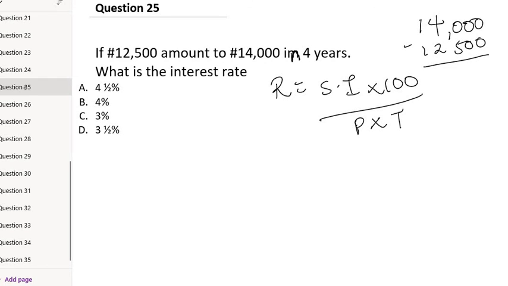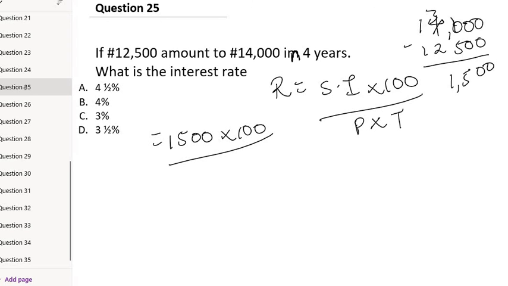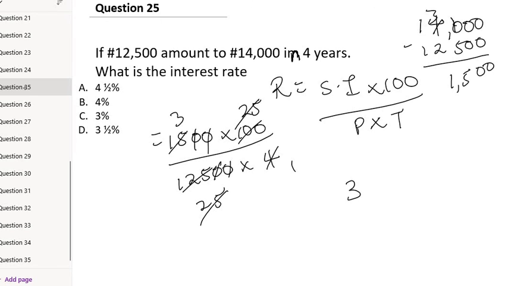Okay, so 0, 0, borrow 1, 10 minus 5, 5, 3 minus 2, 1, 1,500. Rate equals 1,500 times 100 divided by the principal, which is 12,500, times the time, which is 4. 4 into 100, 25. This 20 cancels this 20. 5 into 25. 5 into 15, 3. 25 cancels 25. I'm left with 3%, which is C.